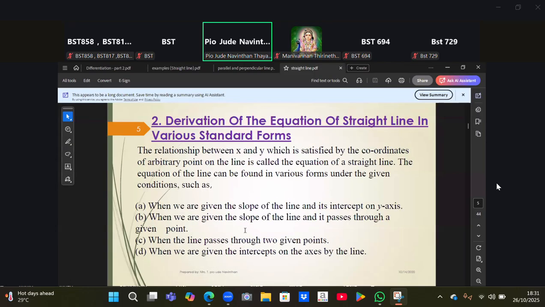We can go further. Derivation of the equation of a straight line in various standard forms. So we already know that one. There are so many formats for the straight line equation. So if you see the type of equation, right? What is the gradient? What is the c, the intercept point? Those things you know. Then we can go.